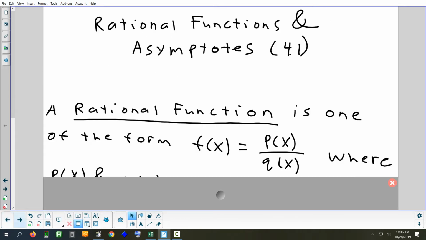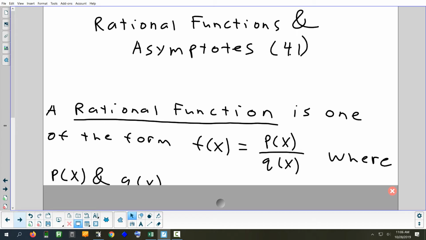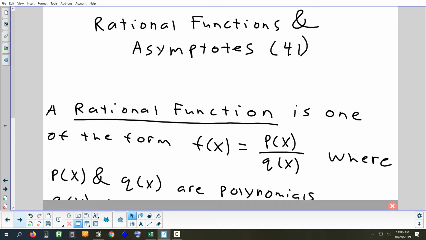So a rational function, first of all, rational means it's a fraction. And you would have a polynomial in the top of your fraction and a polynomial in the bottom.